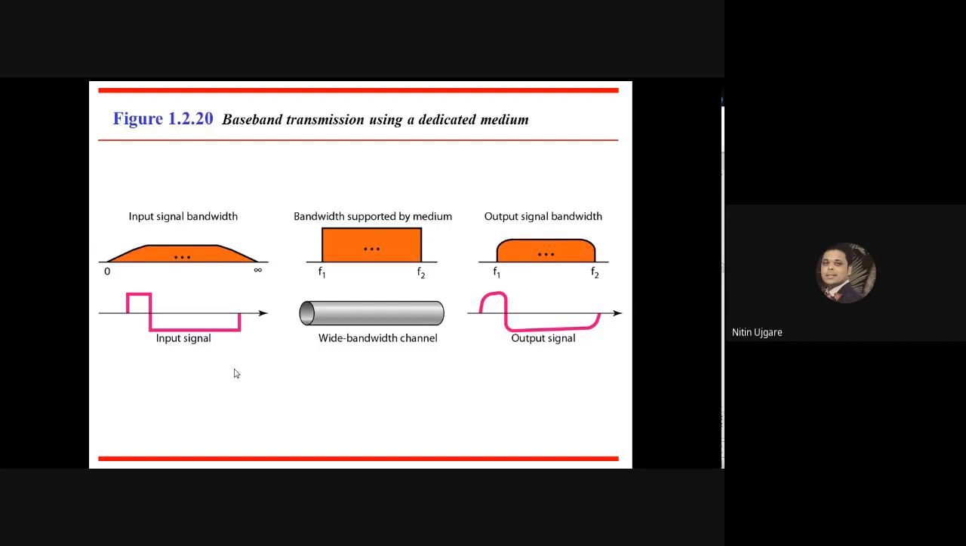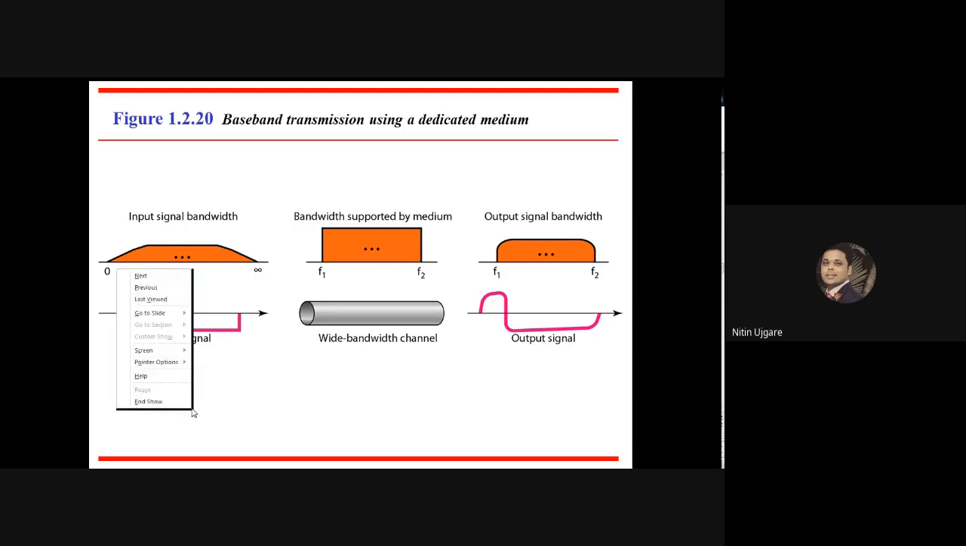Now, baseband transmission is a dedicated medium to transmit our data. So how will our signal get attenuated, or distorted, or changed during the transmission via this low pass channel?